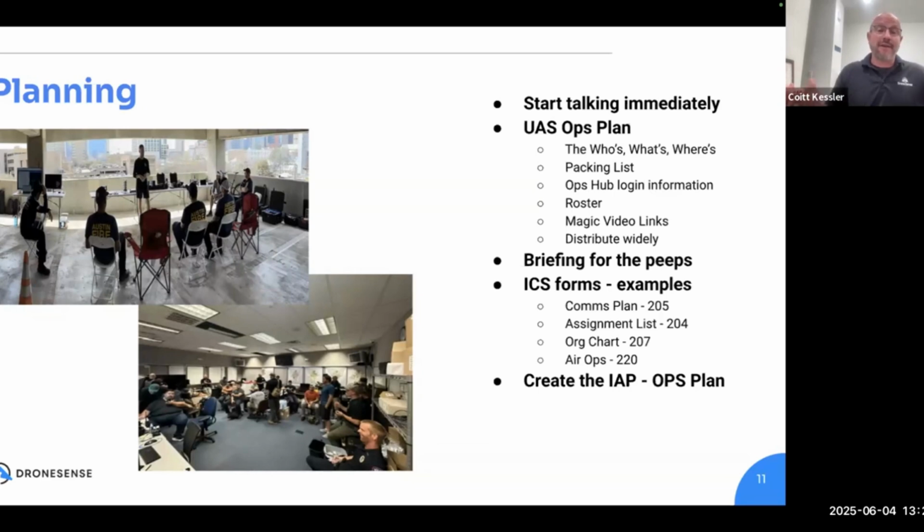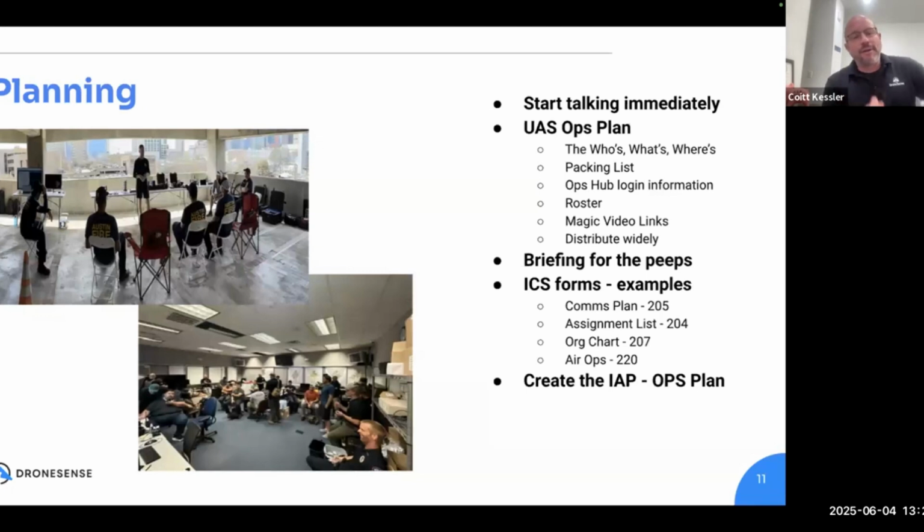If you truly want to interoperate, you're going to need to have that ops hub information before you go out the door, because a lot of the other software out there just doesn't allow you to work together. You're going to need those magic video links and your shared mission codes already printed on an ops plan, so you can just hand that out and everybody's able to work together, right? You're always going to want to brief with your folks before you go out.